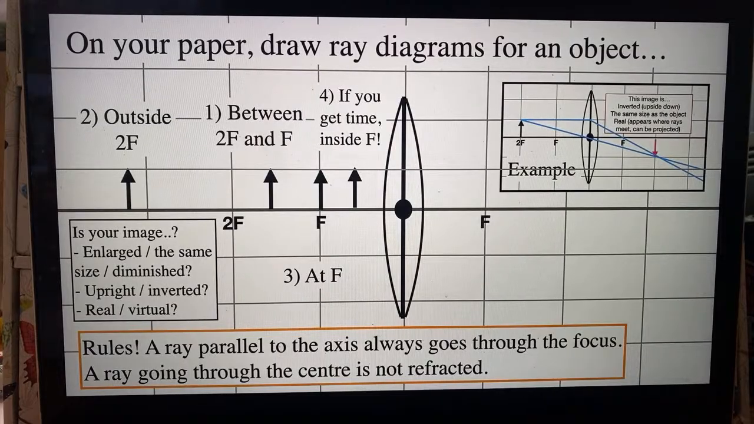And if you're really happy with all of that, then the other thing you could be doing is thinking, why is this useful? Why would you want to position an object at these different places? Why would it be useful to have an image that is upside down and the same size as the object, or whatever you've got?